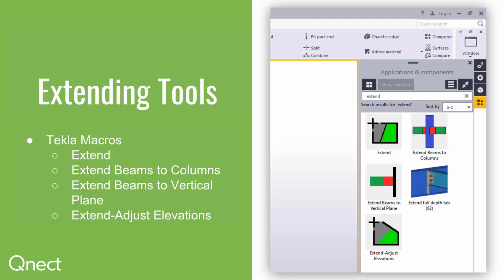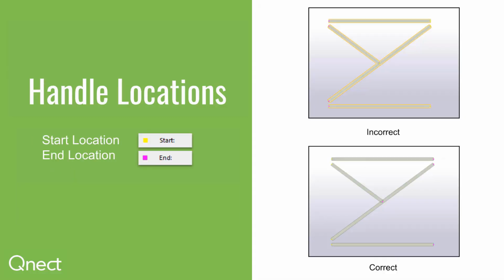Next, we will look at start and end handle locations. So as many of you know, start and end handle locations are very important when you're looking at a beam or a member on a shop drawing. It always goes from left to right for a beam, and that is your start and end handle.